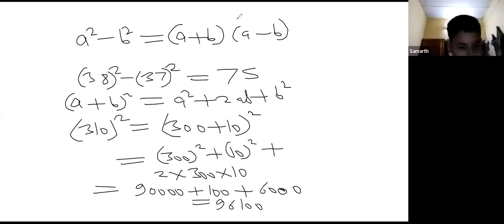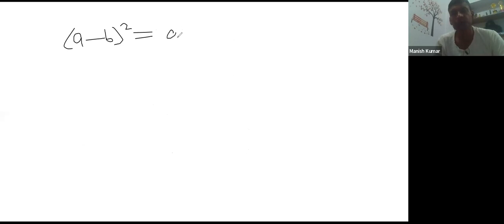Yes. Okay. Now, A minus B the whole square. What is the formula for this? Anyone aware of? A square minus 2AB plus B square.